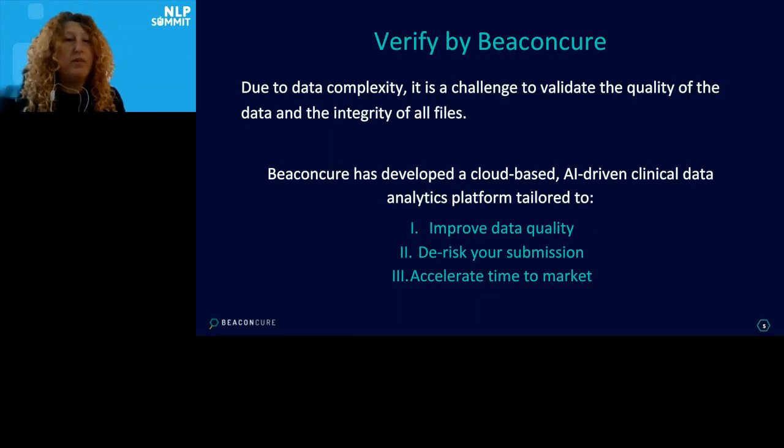Our product, Verify, is an AI-based solution for clinical data analytics. The product enables improving the data quality, de-risking the submission, and also accelerating the time to market of the drug or the vaccine that the company is developing.